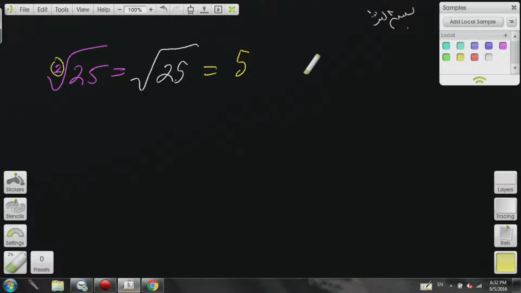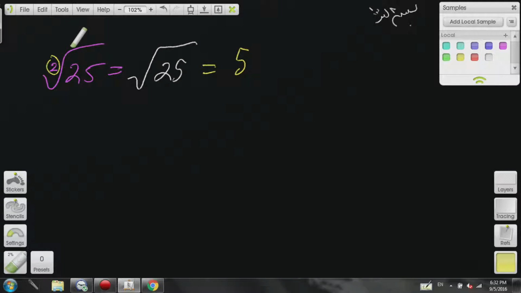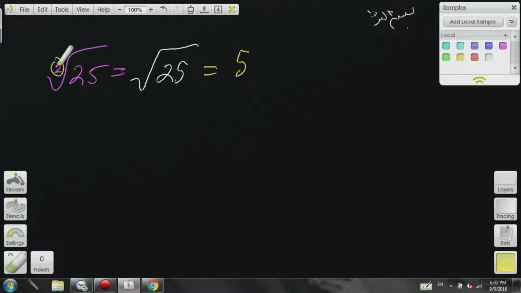So the square root of 25 is 5 means: what two numbers, when you multiply them together, will give you 25? And that is, of course, 5 and 5. So 5 times 5 gives you 25. So the square root of 25 is 5.